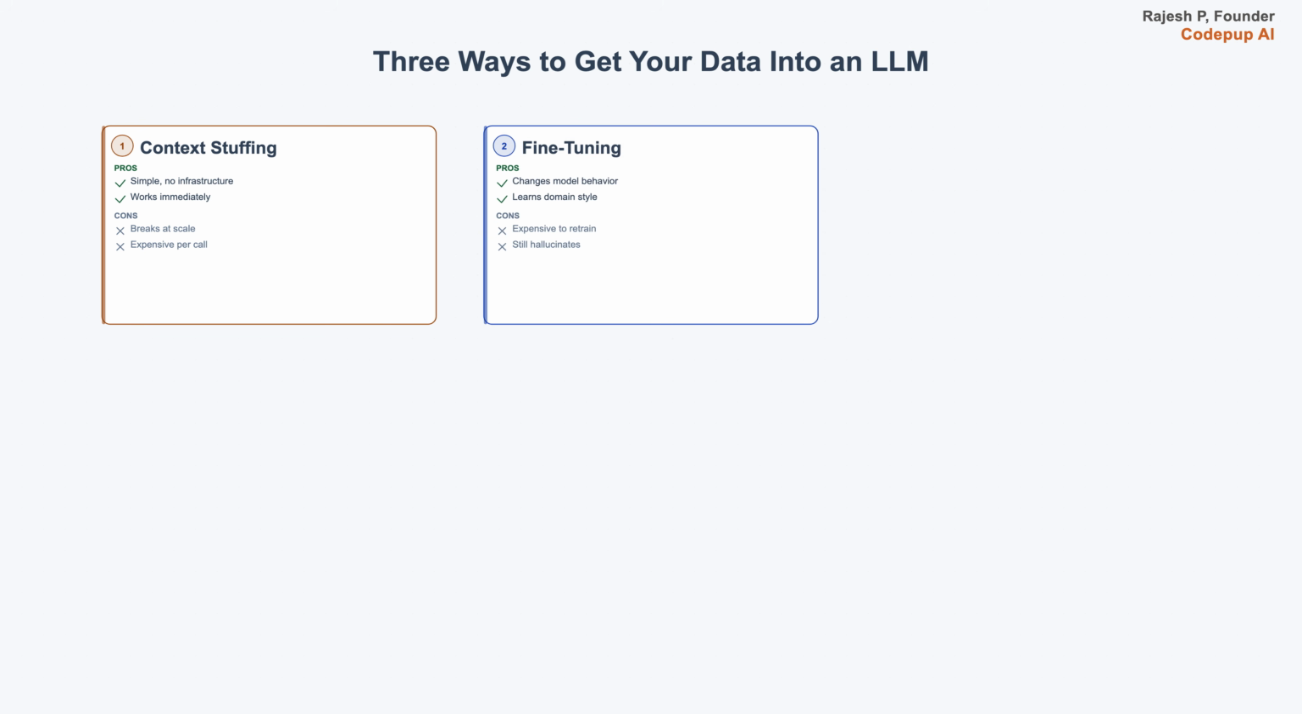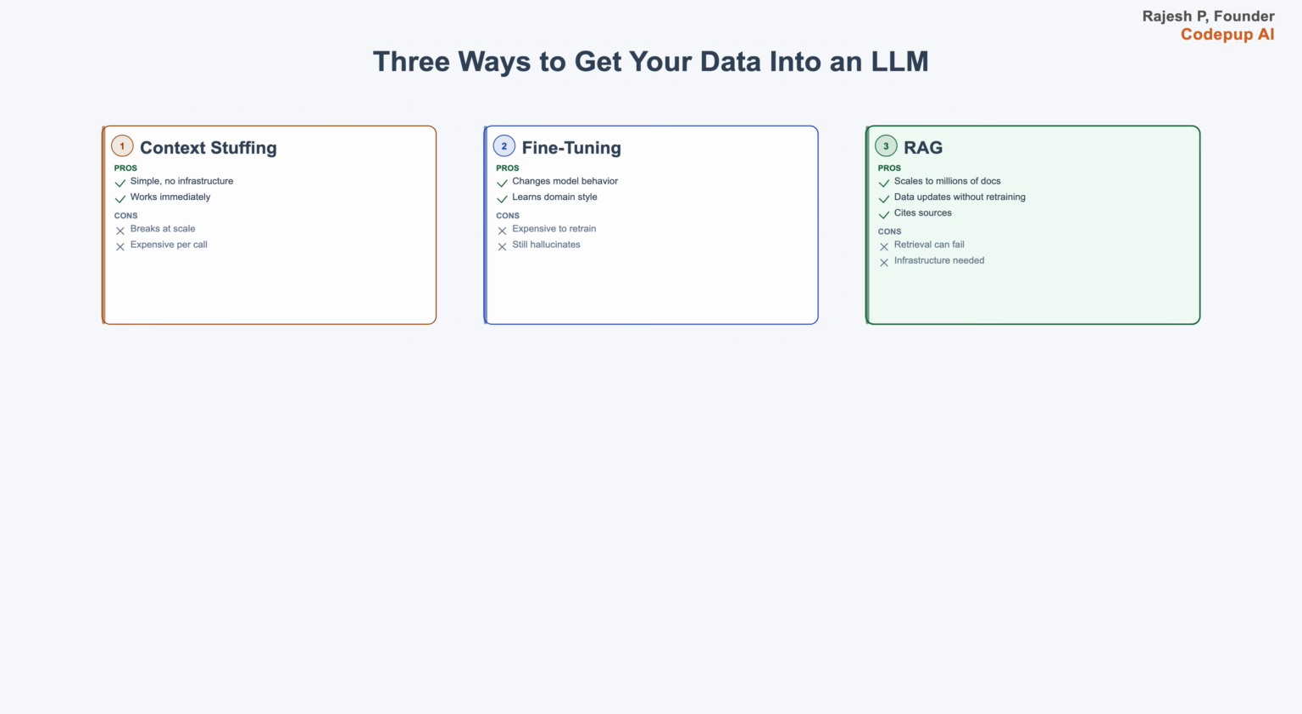Option 2, fine-tuning. You retrain the model on your data. This changes the model's behavior and knowledge permanently. It's great for teaching the model a specific style or domain vocabulary, but it's expensive, slow to update, and the model can still hallucinate.